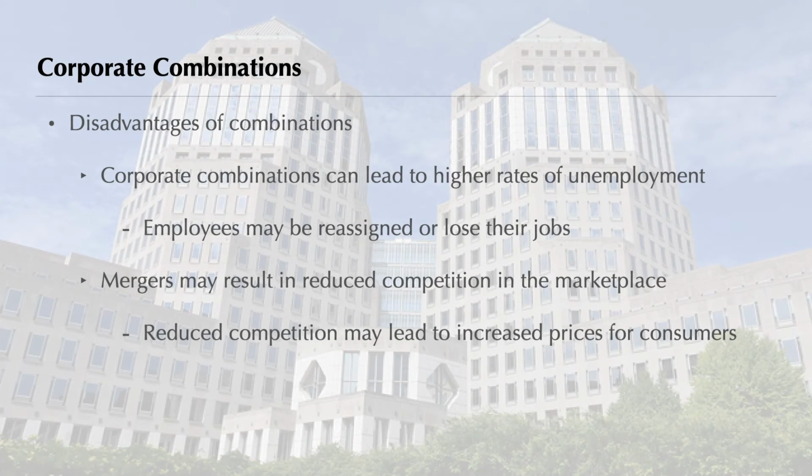Although combinations can lead to increased efficiency, their practices can also lead to higher rates of unemployment. Employees may be reassigned or may lose their jobs. If Michael no longer works as Vice President of Product Development, he may become unemployed or be assigned to new duties, perhaps as Vice President of Production.